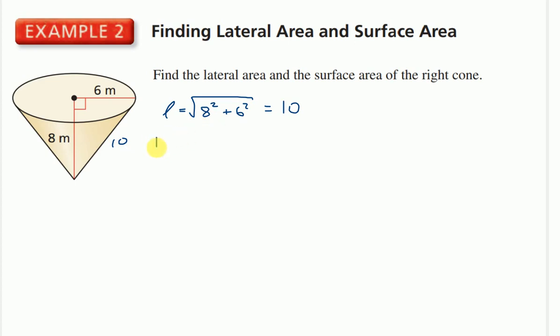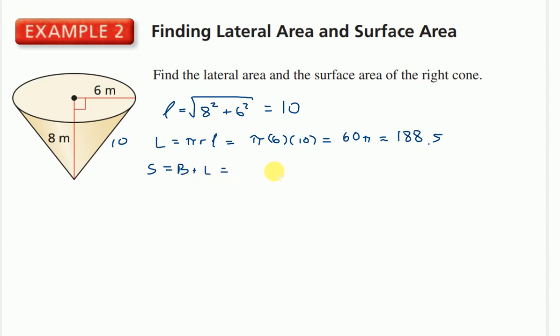Then we find the lateral area by doing pi times the radius times slant height, pi r l. So that is pi times the radius, that's 6, and then the slant height, that's 10. So that's 60 pi. Or if we want to convert that to decimal, approximately 188.5.